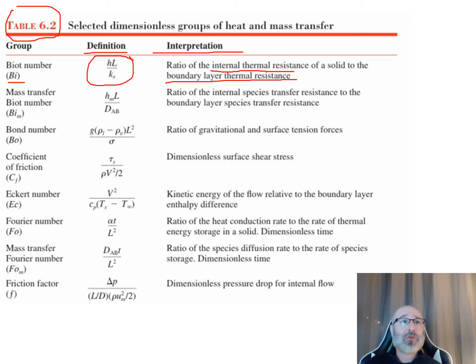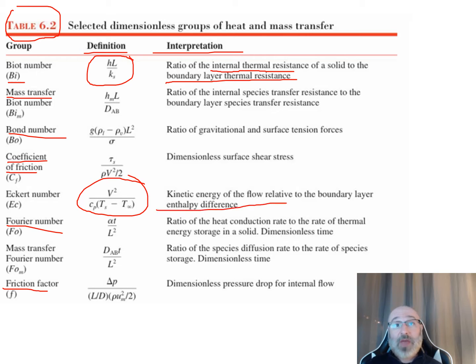So we can see we have this Biot number, our mass transfer Biot number, bond number, coefficient of friction. We also have our Fourier number that we've looked at, and so on and so forth, all the way down to our friction factor. And again, there's a bunch more of these in our table 6.2 in our textbook. And again, this is a great idea. One, it gives us our governing equation for all of these, and it tells us the actual physical interpretation, so we know what we're doing with these problems we're solving when we're plugging in for these relationships.